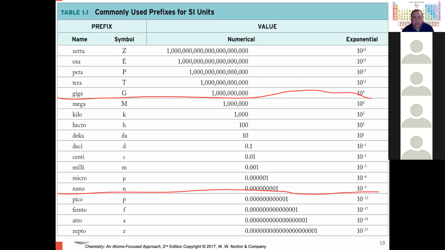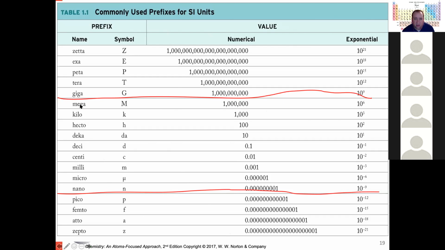Now, this is the table of prefixes. The table of prefixes for the SI system, for the metric system, is massive. Far more massive than what you really need to know. What I tell my students is that really you should be able to focus in between these two red lines. If you can accurately depict the relationships between these units and the base unit and these units and each other, then you're going to be on the right track.